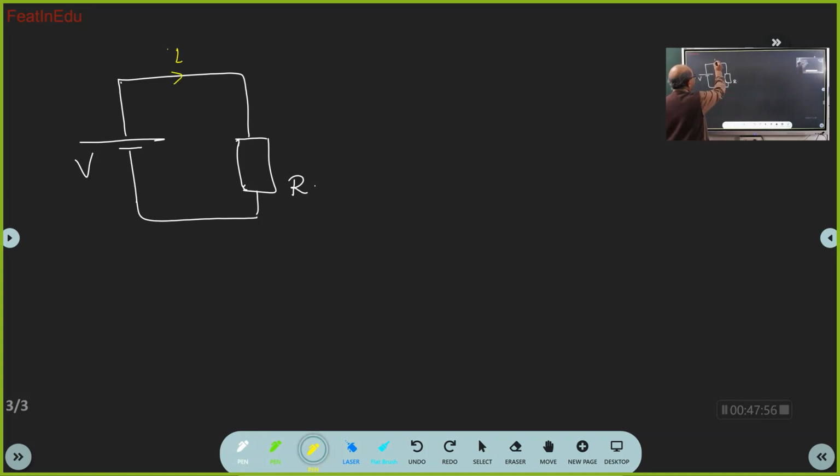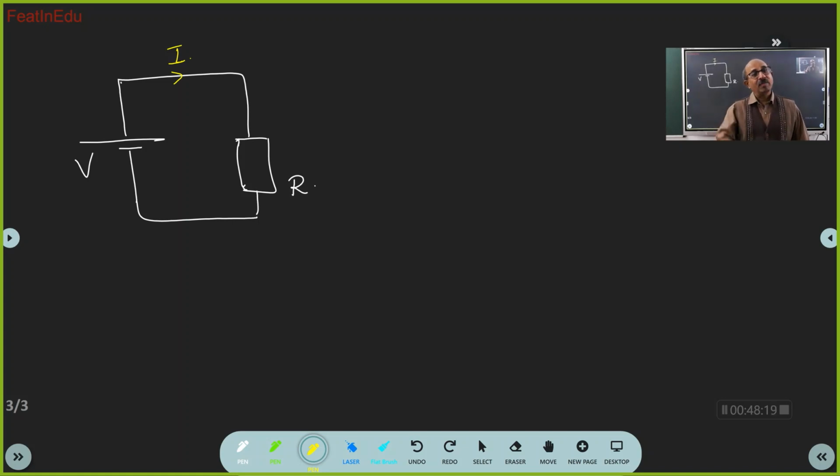The electric current will flow. I will show the current flowing as I, the resistance as R. Now you see, there are 3 physical quantities here: the potential difference V of the battery, the current I, and the resistance R. All these 3 are physical quantities.